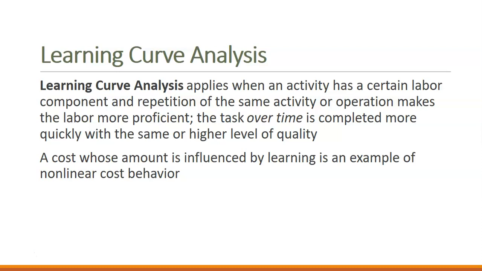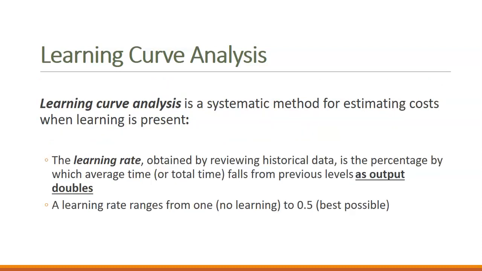Cost whose amount is influenced by learning is an example of nonlinear cost behavior. When we're doing learning curve analysis, we will have a learning rate. This is obtained through historical data. It is the percentage by which average time or total time falls from previous levels as output doubles. A learning rate ranges from 1, no learning, to 0.5, our best possible outcome.